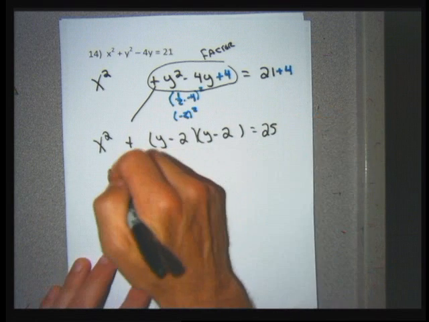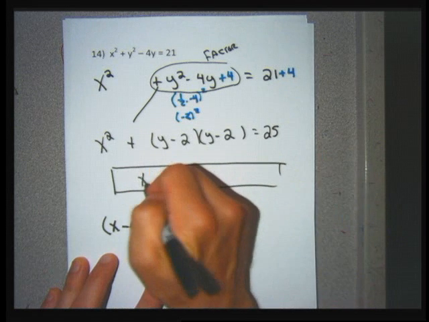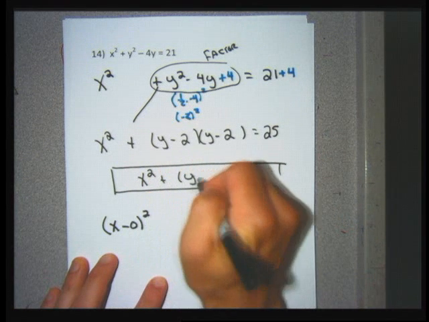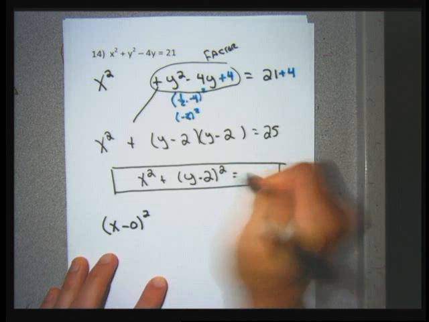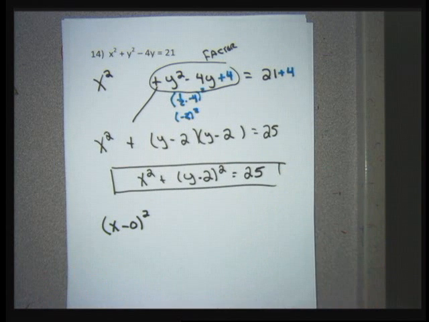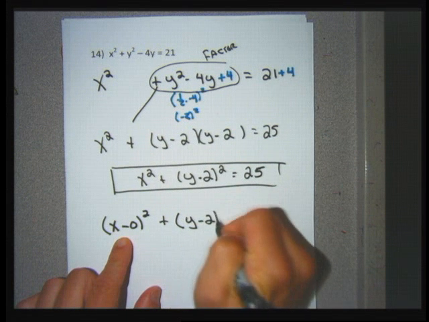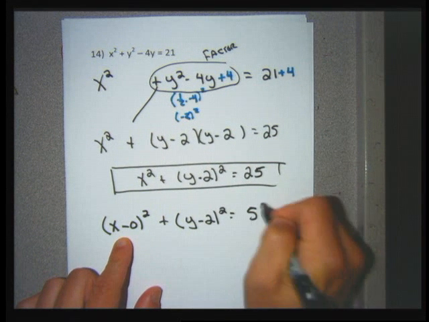So I could call this my standard form. I can say this is x squared plus (y minus 2) quantity squared equals 25. That would be considered correctly writing the equation in standard form. If I wanted to and I needed the minus signs and the parentheses, I could write (x minus 0) squared plus (y minus 2) squared equals 5 squared.